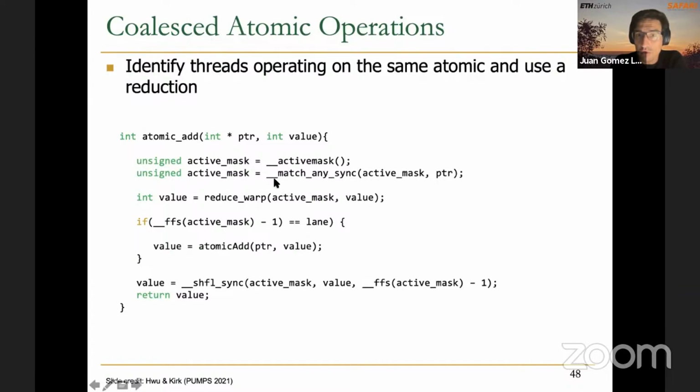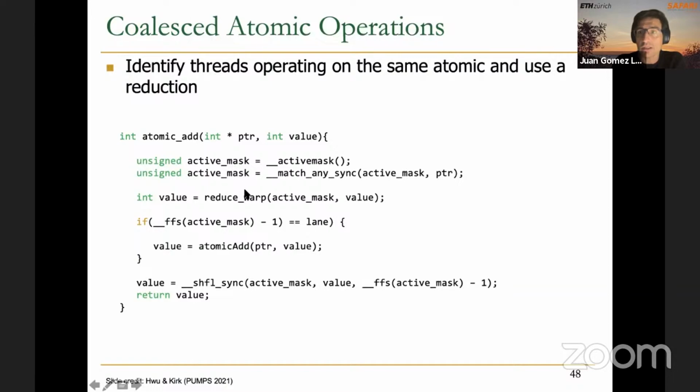So what we are doing with this match any sync is, for all the active threads, checking whether they have the same pointer or not. And if they have the same pointer, a flag will be set in this new active mask. By doing this, now we can call this reduce warp function.